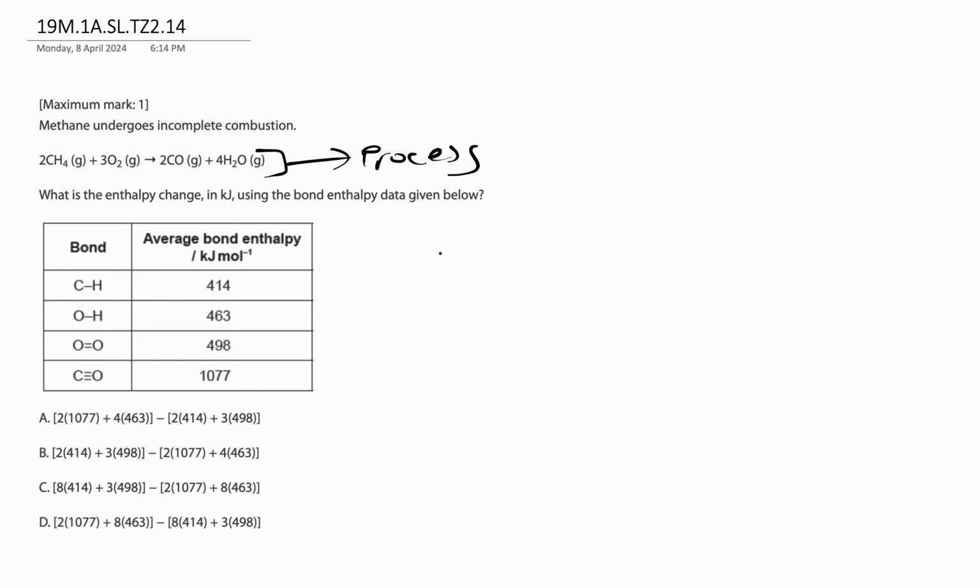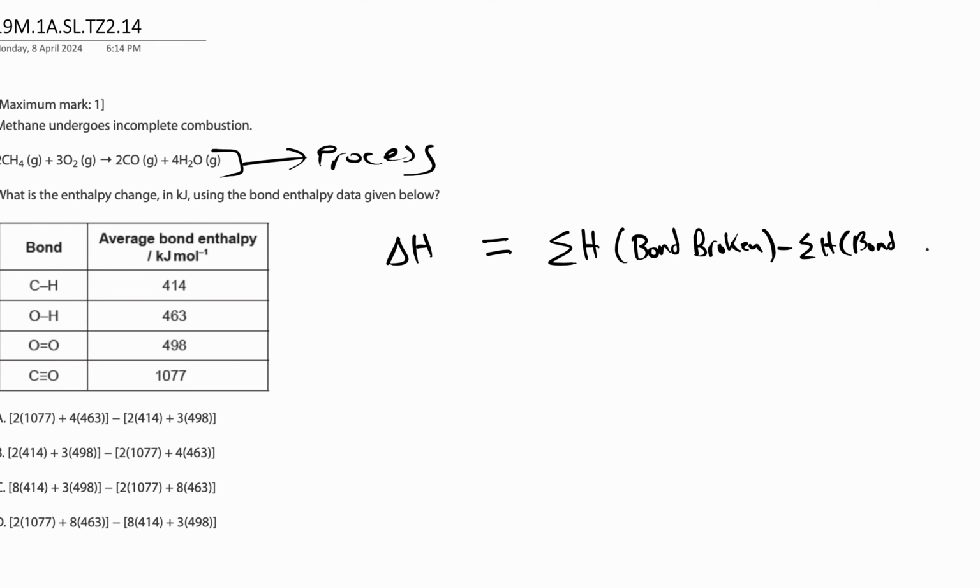Okay, to solve this question, we need to understand the formula for calculating the enthalpy change using average bond enthalpy data. Well, the formula is: enthalpy change is equal to the summation of the enthalpy change of bonds broken minus the summation of enthalpy of bonds formed.